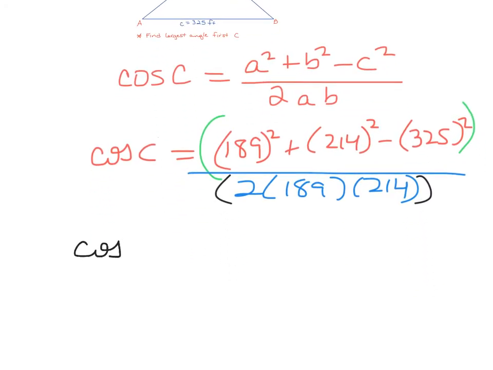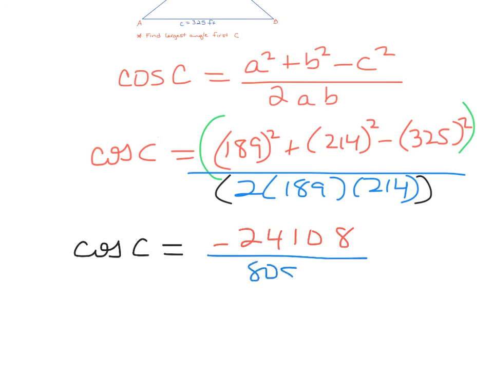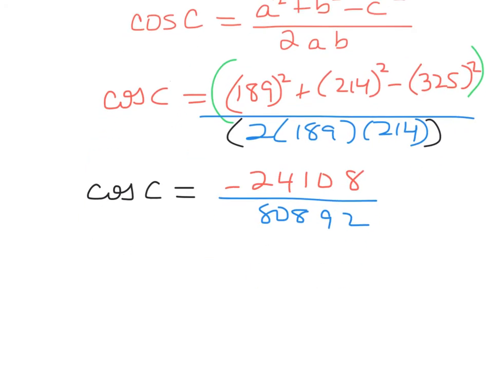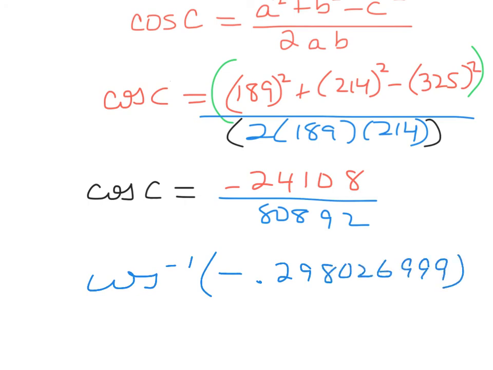So cosine C, I'll do the numerator first. It's negative 24108. The denominator, 80892. For those of you going right to the division, the number you should be putting in for the inverse is negative 0.298026999. And we'll find out that angle C is about 107.3.